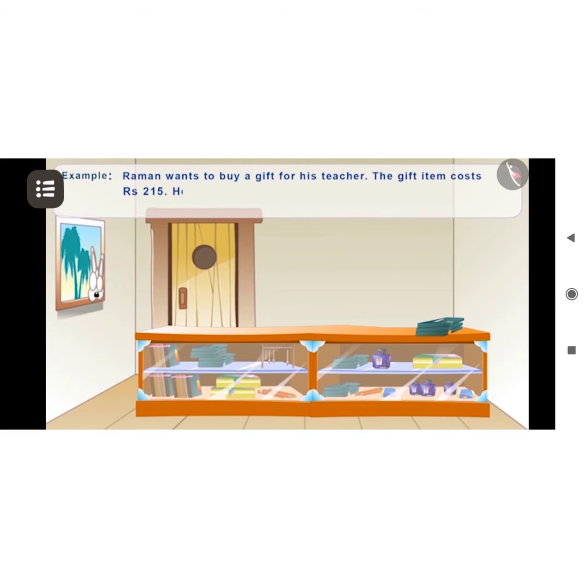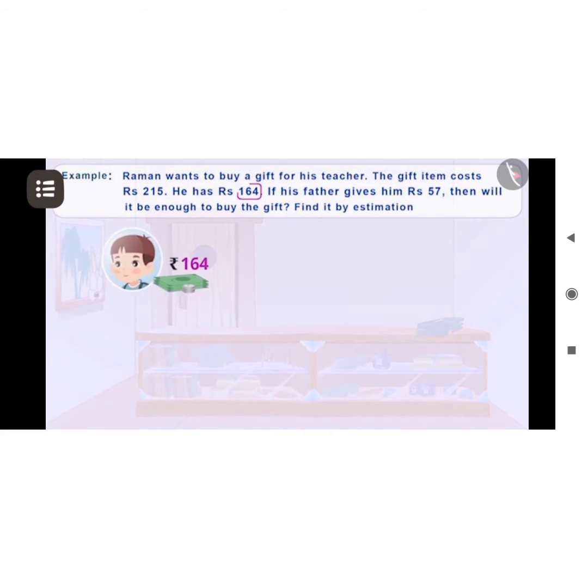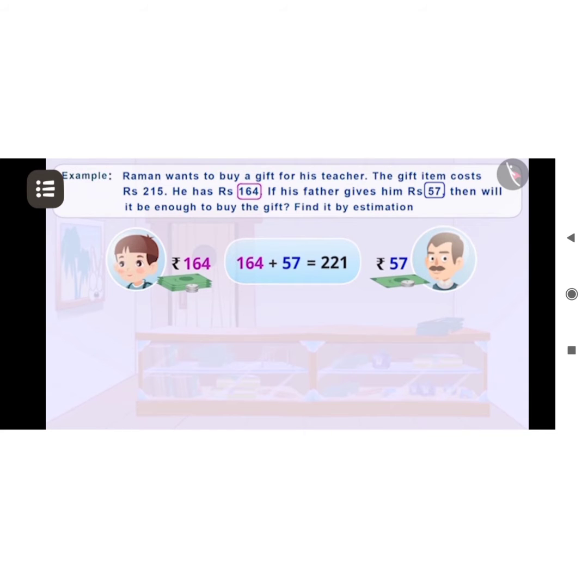Raman wants to buy a gift for his teacher. The gift item costs rupees 215. He has 164 rupees and his father has given him 57 rupees. Is this money enough to buy the gift? Find it by estimation. Now he has 164 rupees, his father has given 57. So by direct addition you will get 221, and the cost of the gift is 215.